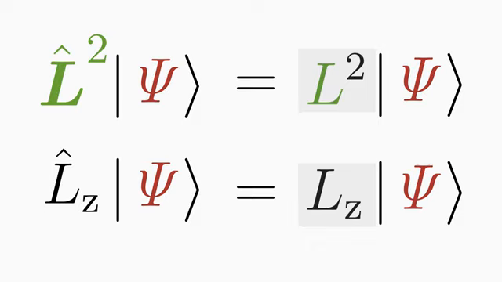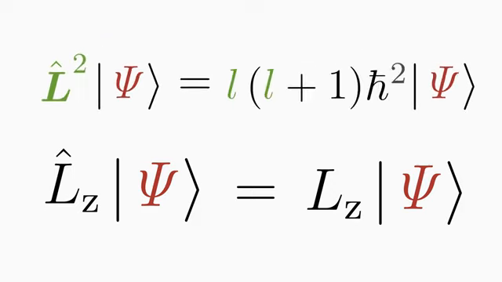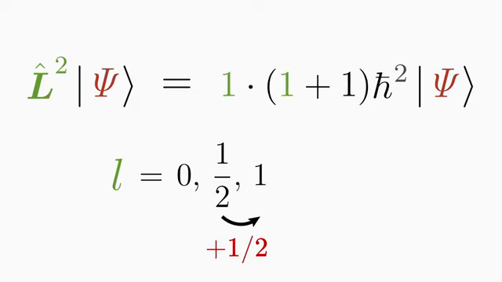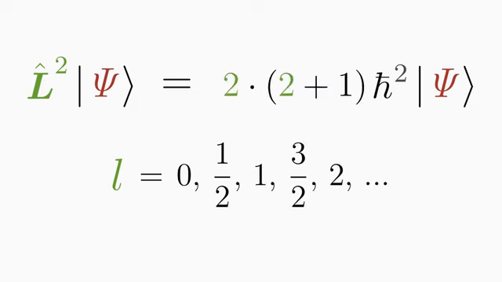How this is done, you'll learn in a separate video or on my website. I show here the famous result which probably every chemistry student knows. The eigenvalues of L squared are a multiple of h bar squared: L times L plus 1 times h bar squared. The factor L times L plus 1 is determined by an integer or half-integer number L, which we call the angular momentum quantum number. It can take the values 0, 1/2, 1, 3/2, 2, and so on.